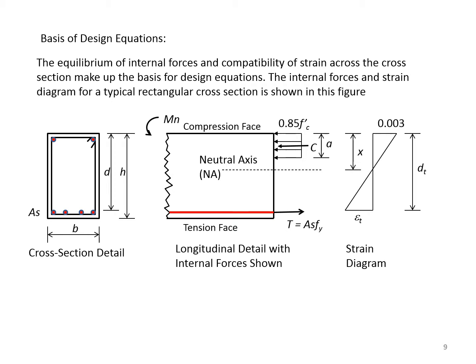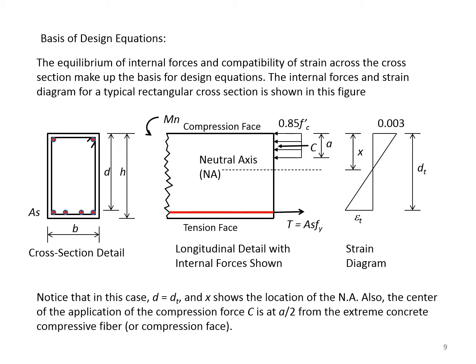Notice that the strain diagram has a value equal to 0.003 at the extreme compressive fiber, which is located on the compression face of the beam. In this case, d is equal to dt, and x shows the location of the neutral axis. Also, the center of the application of the compression force C is at a/2 from the extreme concrete compression fiber or compression face of the beam.